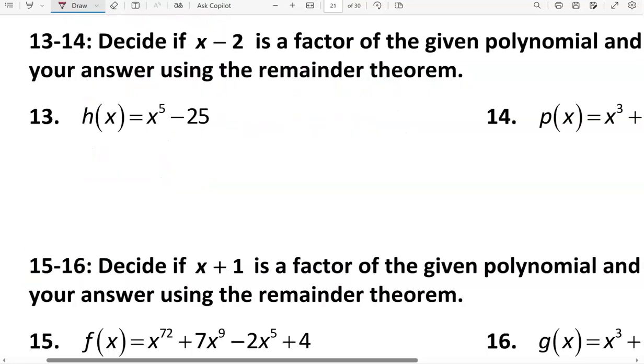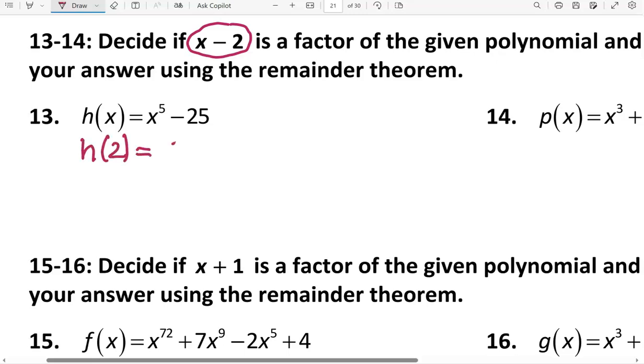In 13 through 14, we're deciding if x minus 2 is a factor of the given polynomial and justifying our answer using the remainder theorem. Factors divide evenly with a 0 remainder. So that means that we are looking for a 0 remainder, and if we're dividing by x minus 2, the value of the remainder is equivalent to h of 2.